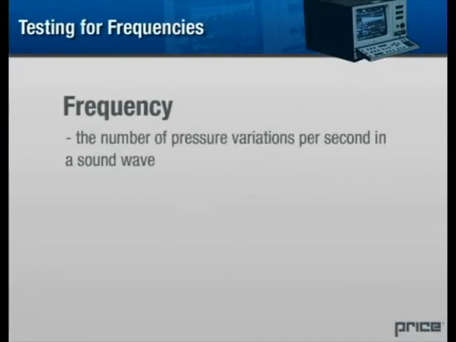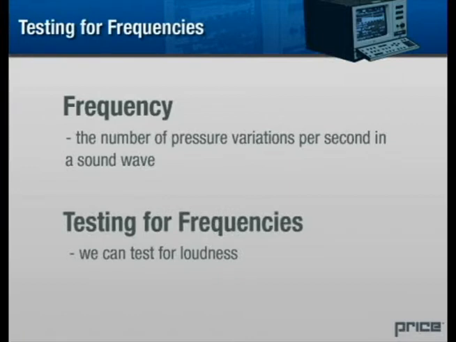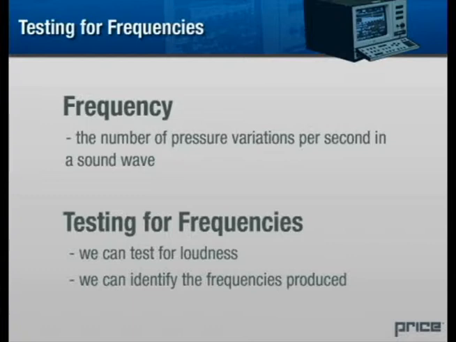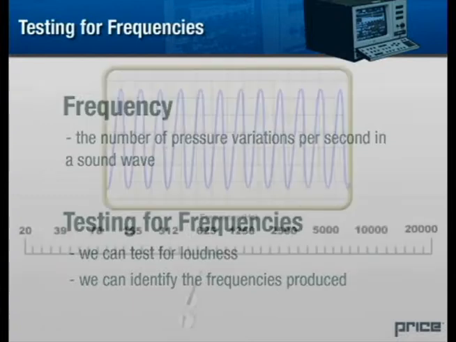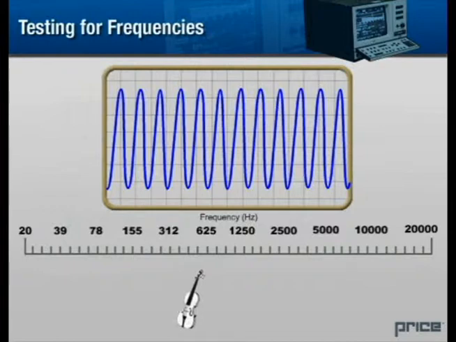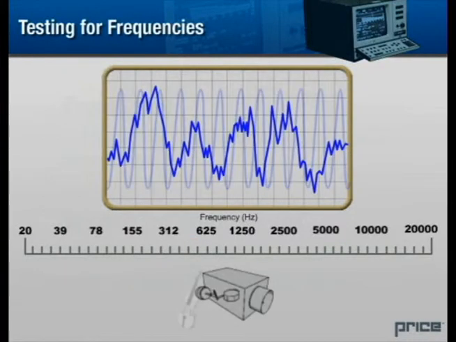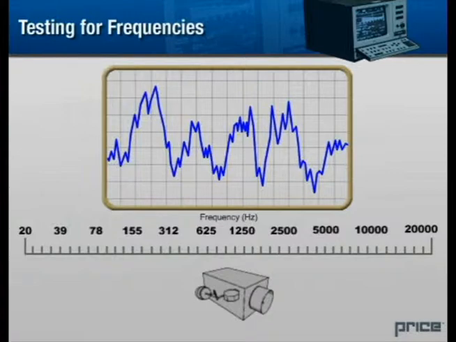As you may recall from our previous chapter on frequency, frequency is the number of pressure variations per second in a sound wave. Although it is important to get an idea of how loud a particular product is, it's also useful to know what frequencies it produces. Unlike a musical instrument, which produces a specific note, a device such as a terminal unit, fan, or diffuser will simultaneously produce a vast variety of frequencies.